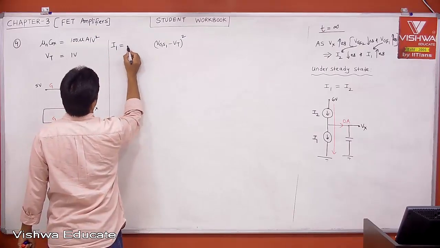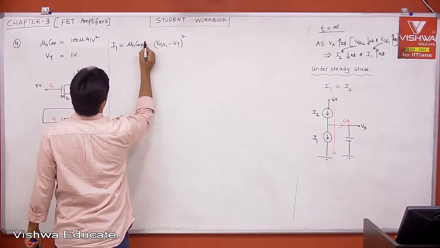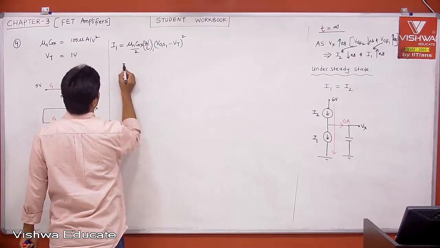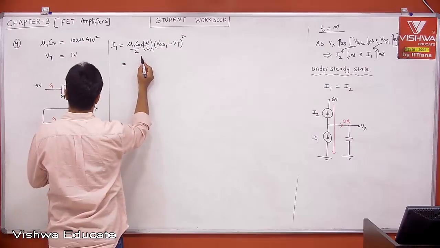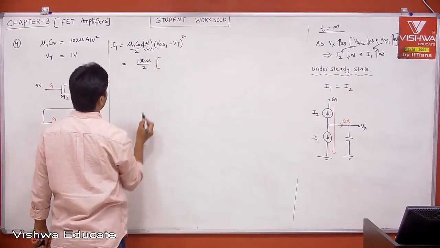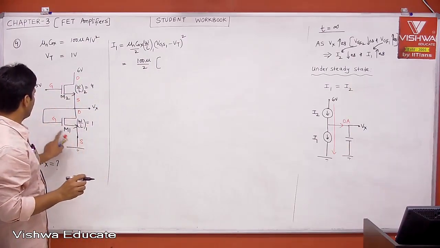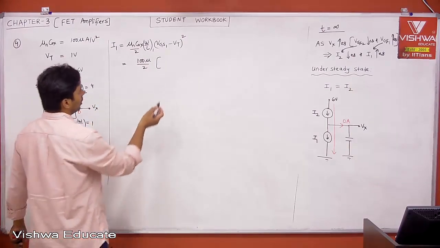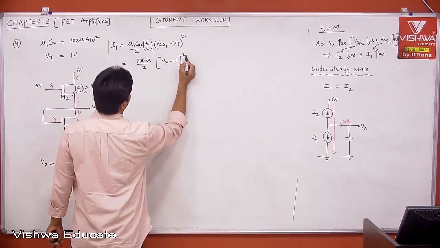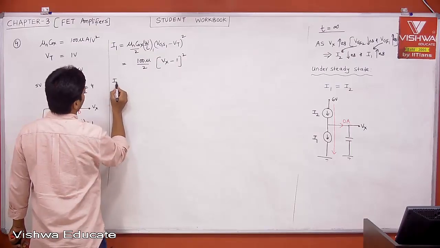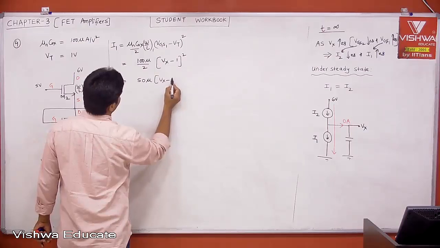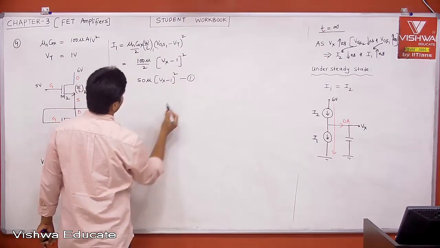I1 is equal to mu n Cox by 2 times W by L of transistor 1, right? Therefore, what is mu n Cox? 100 micro, and this is 1. Therefore, 100 micro divided by 2 into VGS1. What is VGS1? M1, what is VGS1? Vx only, right? We don't know Vx. That is what we need to find. Vx minus what is Vt? 1 whole square. Therefore, I1 is 50 micro into Vx minus 1 whole square. Call this equation 1.